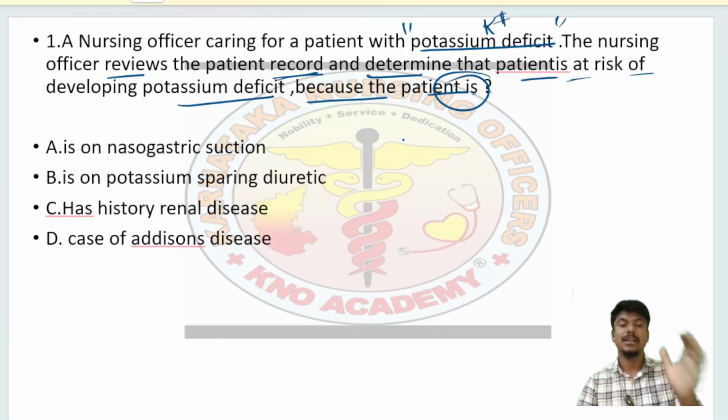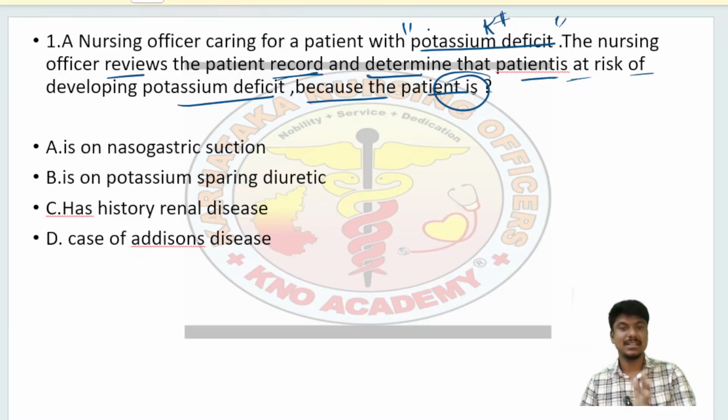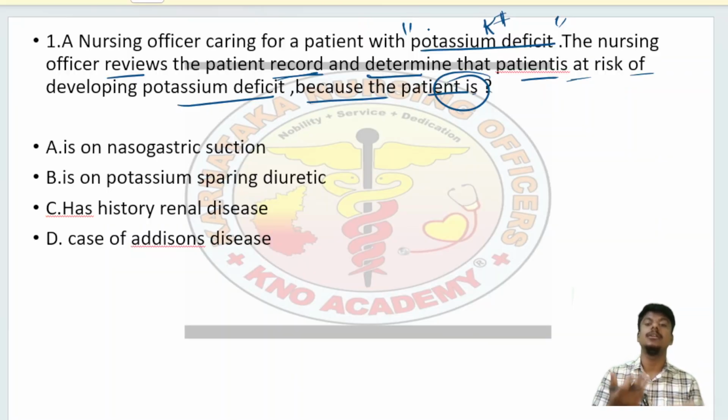So you should always read the patient's records. See the investigations, the serum electrolytes and the CBC reports, and predict whether the patient will go further into deficit or you should balance the electrolyte levels. I'll read the question one more time: the nursing officer is caring for a patient with a potassium deficit, reviews the records, and determines the patient is at risk of developing further potassium deficit because of what?